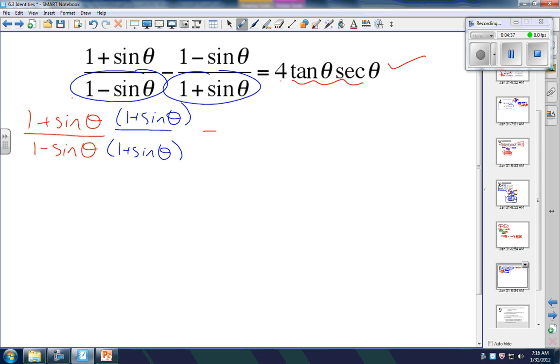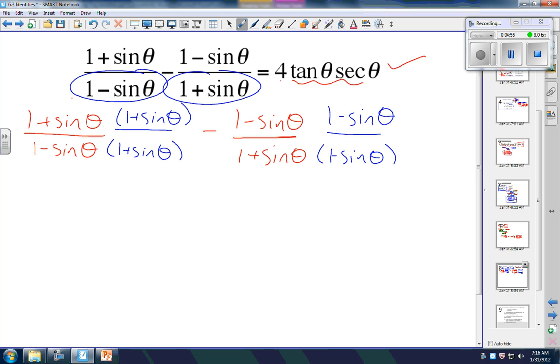So watch out for that minus sign here. But I got a 1 minus sine over a 1 plus sine. To get it to my common denominator, this guy is missing a 1 minus sine all over a 1 minus sine. Okay, now I got some double distributing to do.